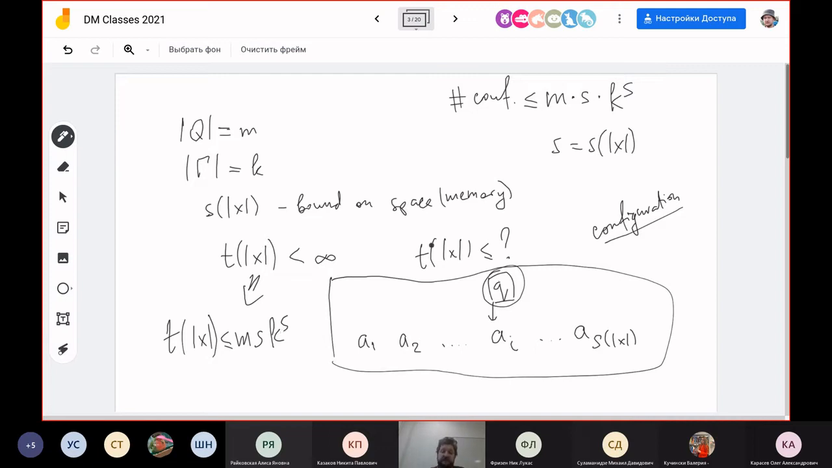Why is this so? Well, this is the pigeonhole principle. Suppose your machine ran more than this number of steps. This means that in this run, the number of steps is greater than the total number of configurations possible. And therefore, in this run, we came across the same configuration twice.